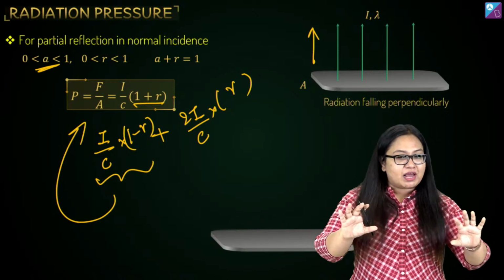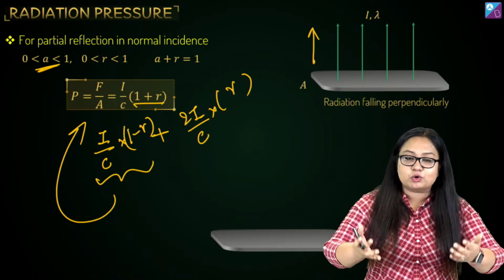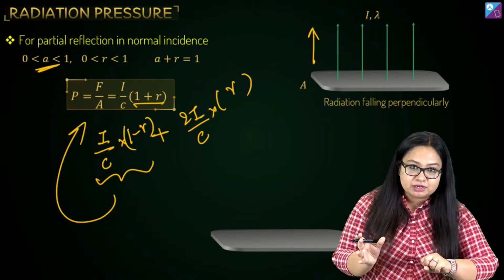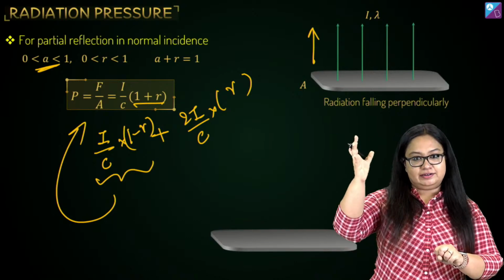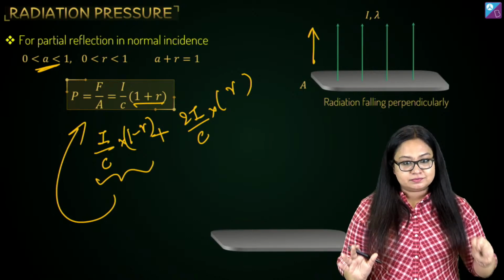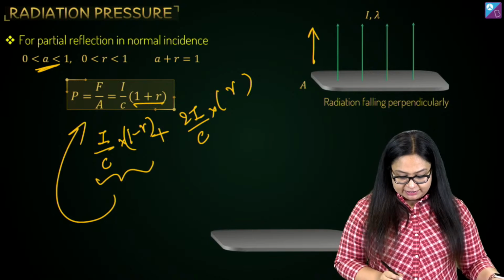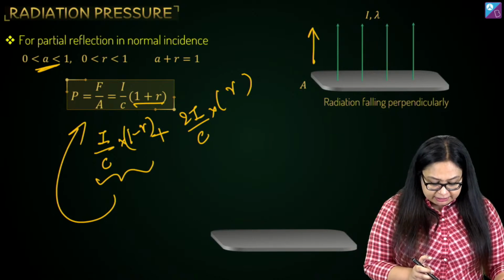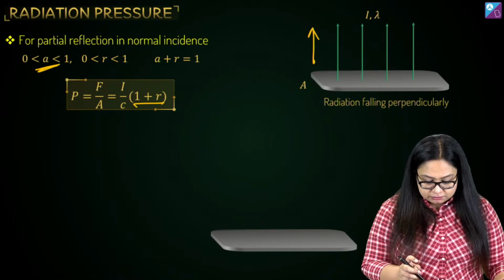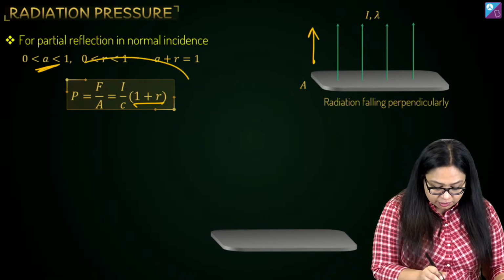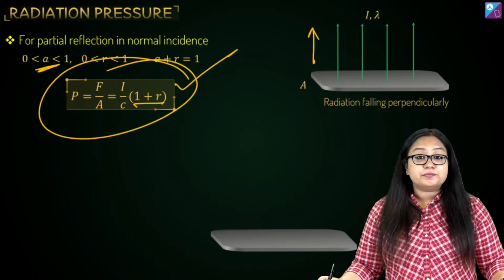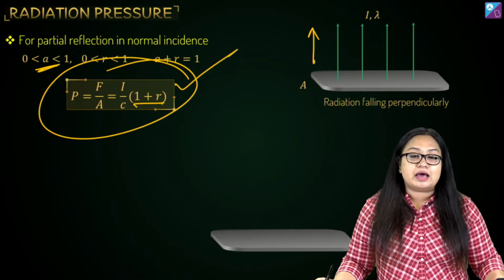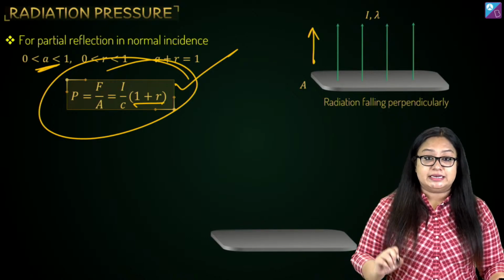Okay, so effectively what have we done? We have said that, all right, out of all the photons that are falling, a fraction of it is getting absorbed, a fraction of it is getting reflected. That's about it. Okay, all right. Now that we've understood this, I'm going to erase this portion, because this is what you need to remember. Okay, so radiation pressure is I by C into 1 plus R. R is the reflectivity of the material.